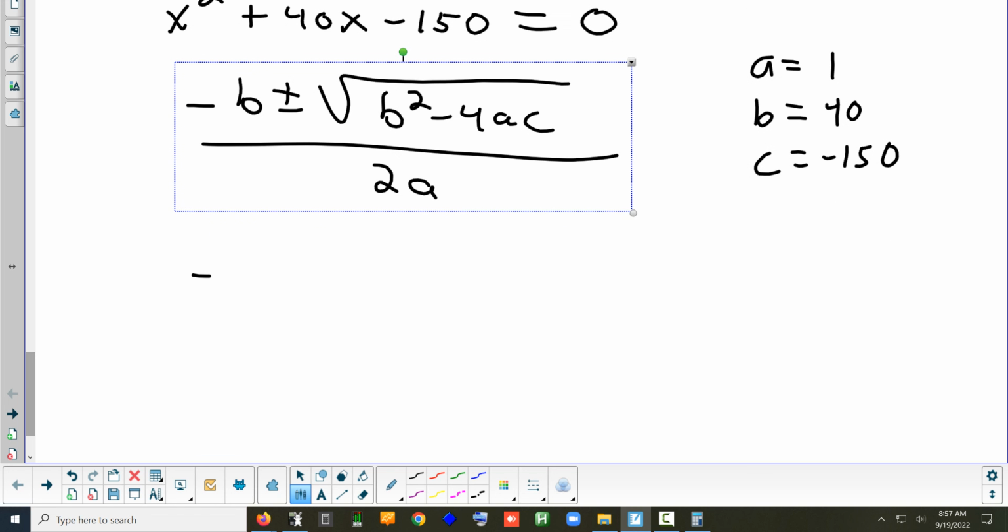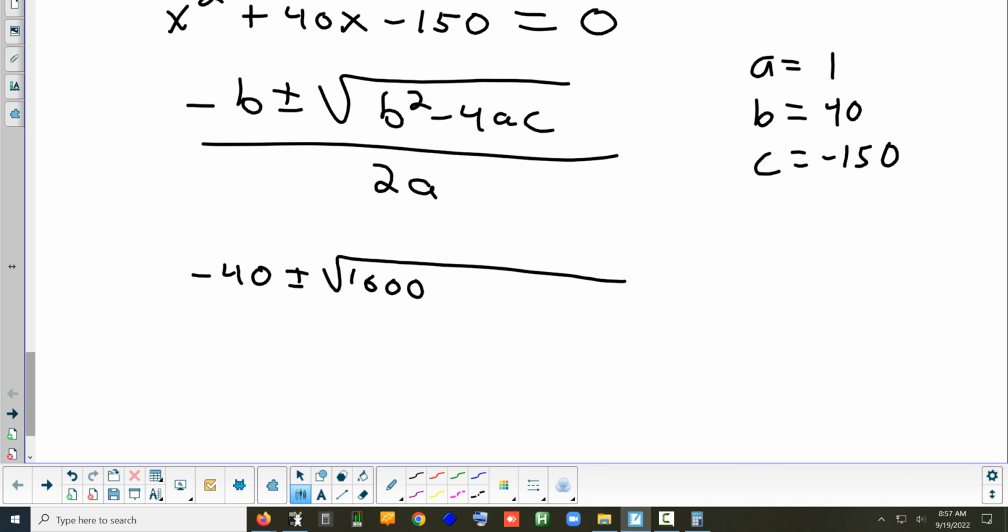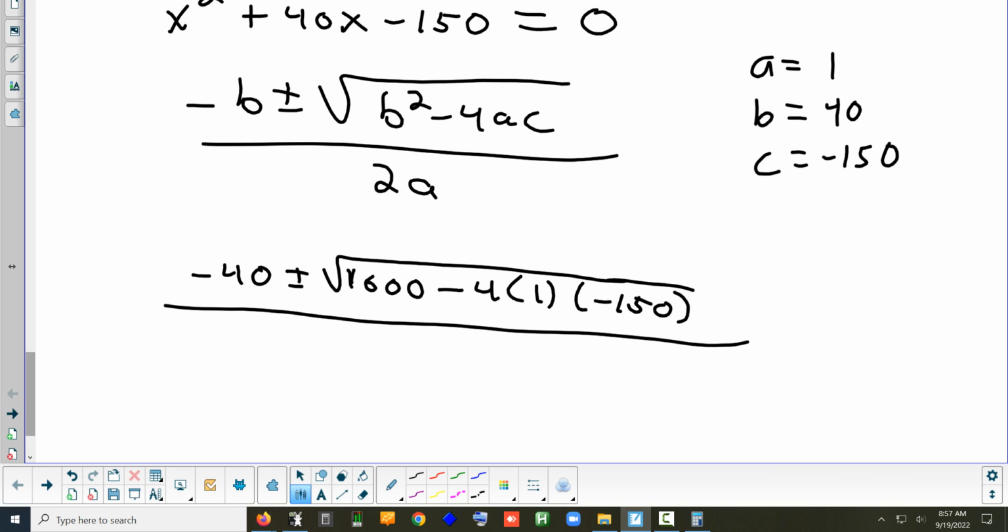So we've got negative 40 plus or minus square root of b squared is 1600, and then 4 times 1 times negative 150 all over 2. Now, if you look under the square root, you're going to be subtracting a negative number. So what happens when you subtract a negative? It becomes a positive. So I can make those positives right now.